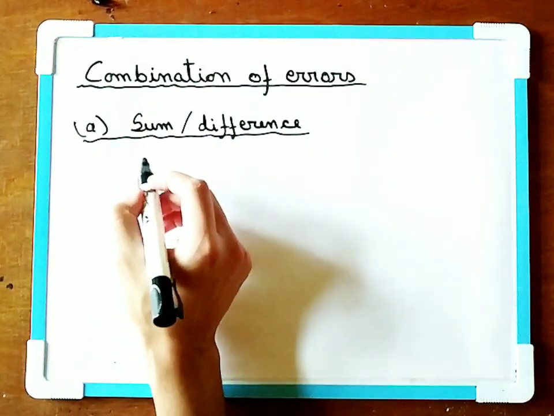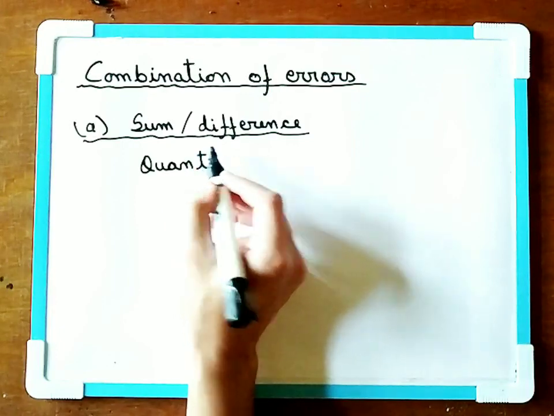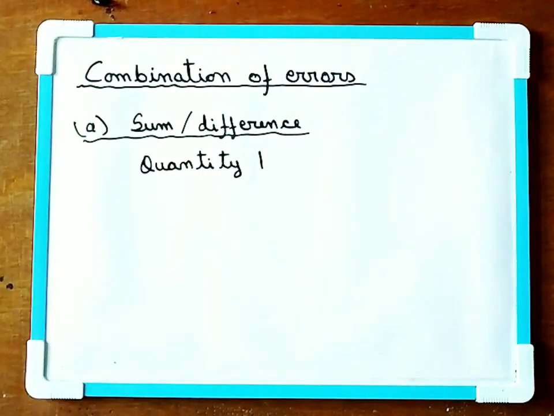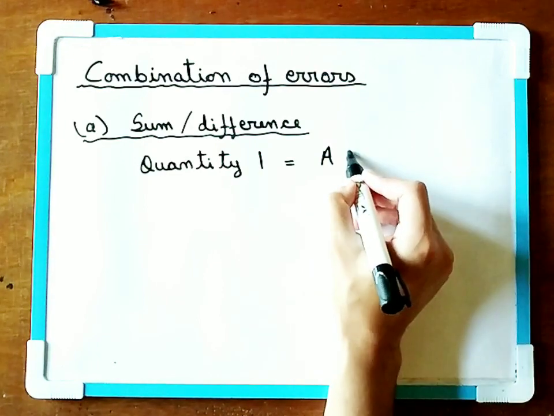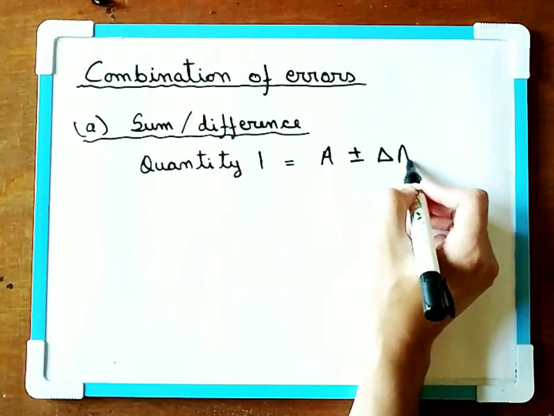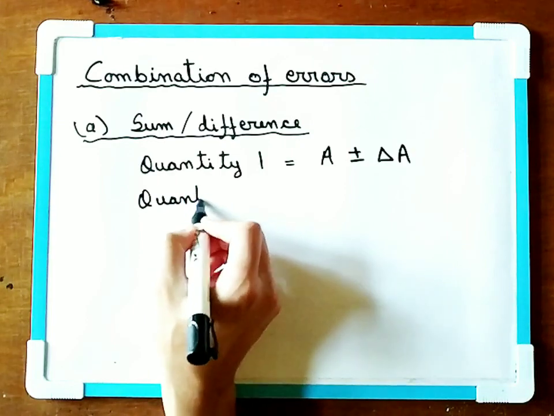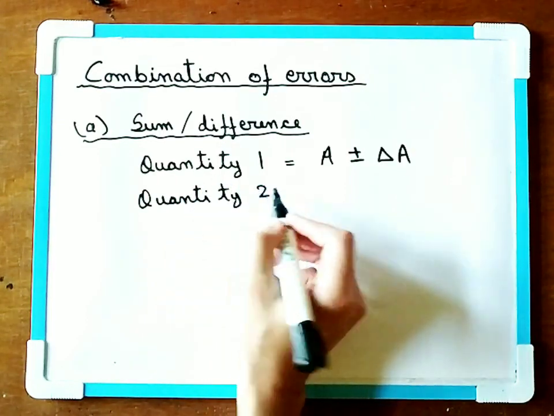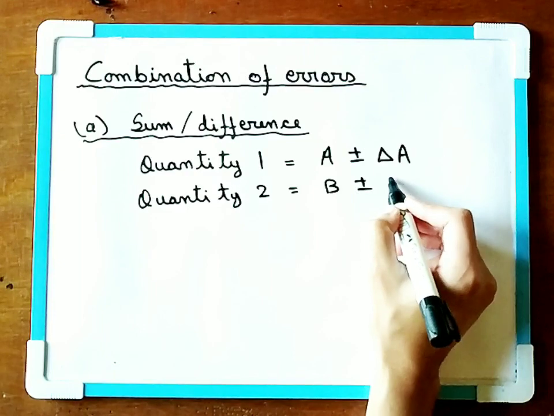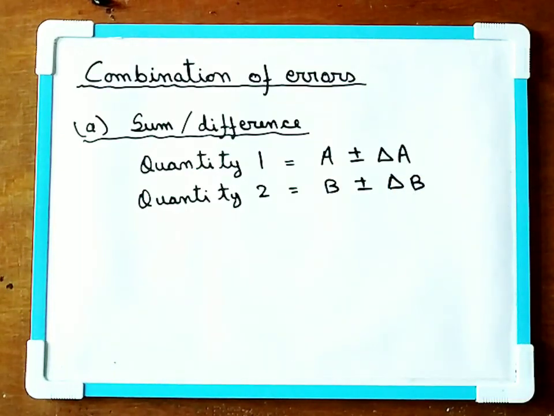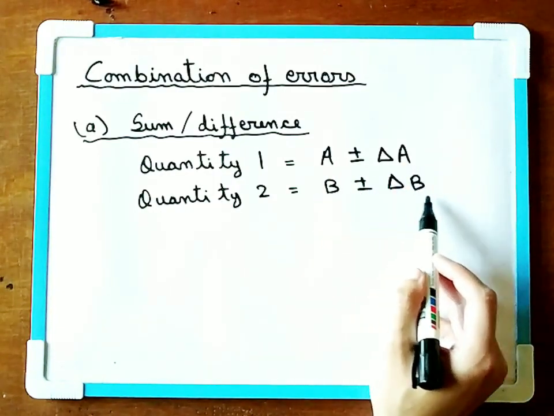Now, for example, if we have here quantity 1, physical quantity 1, and this is say measured as A plus minus delta A. And if we have another quantity 2, any quantity 2, this is the second quantity, and this has a measured value of say B plus minus delta B.